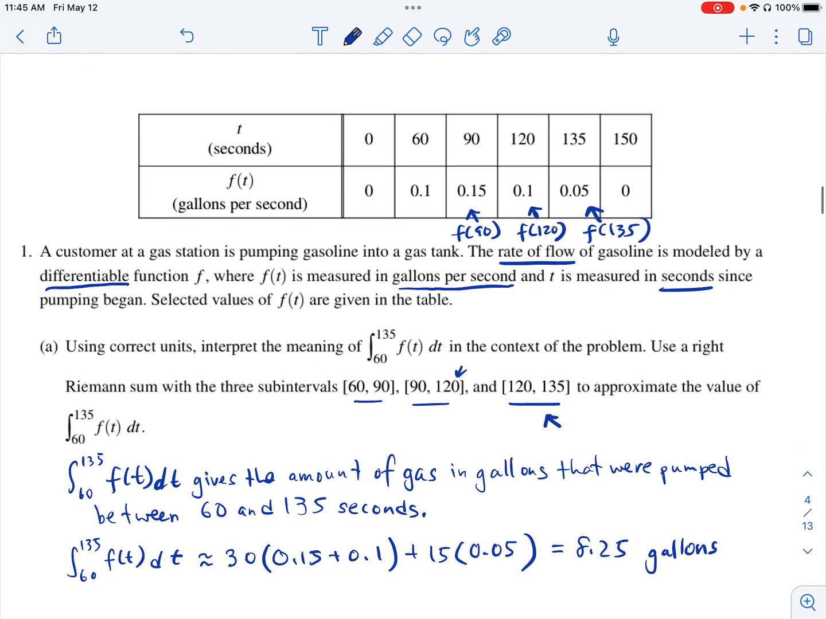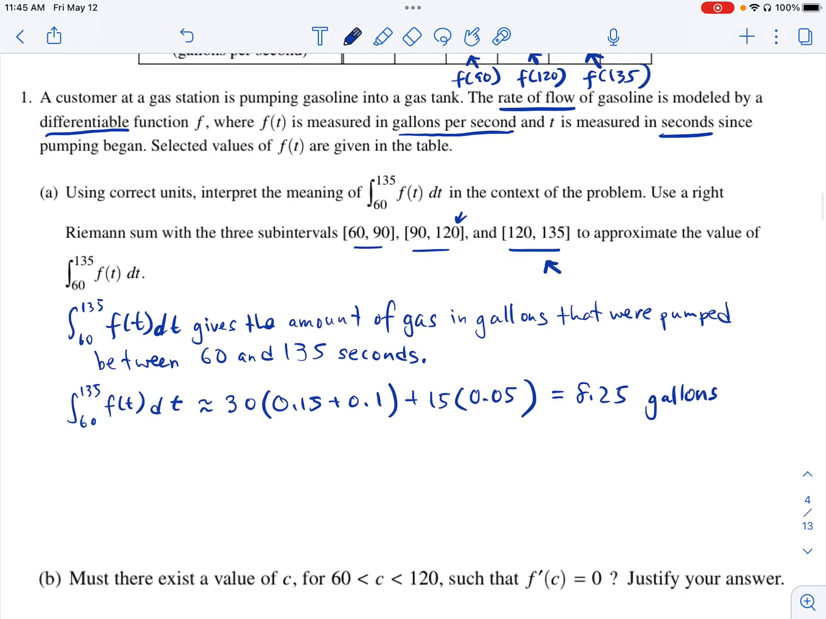All right, so the next part. So let's look at part B. Must there exist a value of C, for C being between 60 and 120, non-inclusive, such that f prime of C is equal to 0? Justify your answer. So if you see the structure of this question, this is a clear setup that we want to use the mean value theorem here.